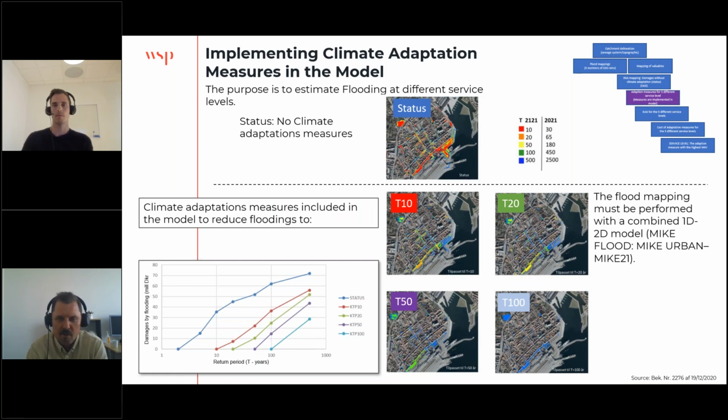And you see that if we have a return period of less than 20 years, there will be no damages. At 20 years, exactly no damages. And once the rain event exceeds a 20-year event, you will have damages, for example, for a T50 year event or a T100 year event. Also, this flood mapping must be performed with the same 1D, 2D model, but all the solutions must be built into the model.